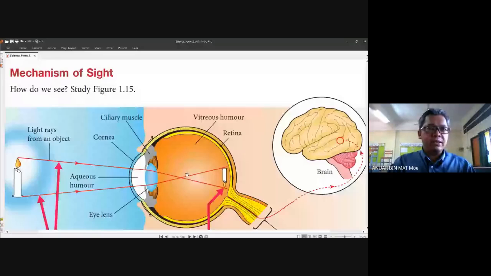Okay, the second mechanism is what we call the mechanism of sight. Okay, how do we see? Bagaimana kita melihat? You must try to identify the parts and functions of the eye. So we have here the cornea, the ciliary muscle, the vitreous humor, the retina, eyelids, aqueous humor, and optic nerve here.